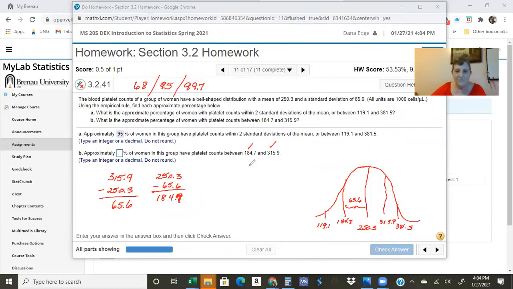In a case like this, if you're not sure, get the difference between the mean and this number, and then divide that difference by the standard deviation to see how many standard deviations above or below the mean you've got. This is X bar plus and minus 1 standard deviation, and that's going to be at 68%.